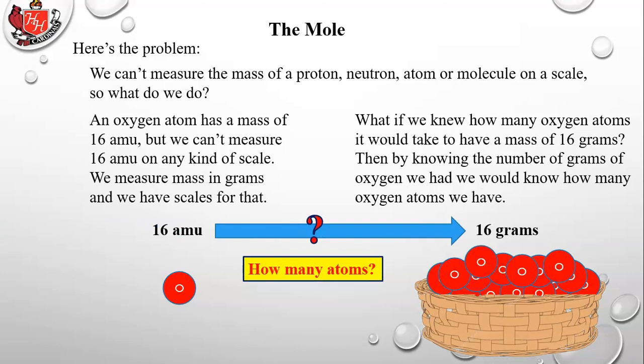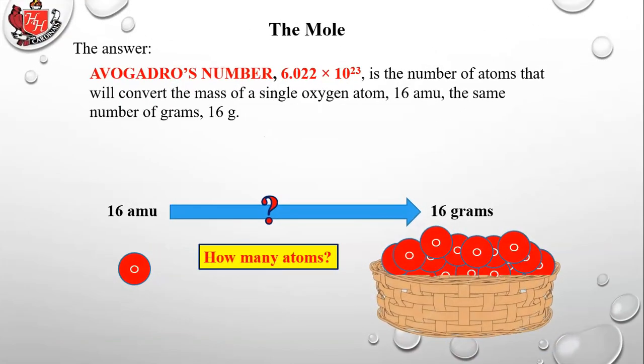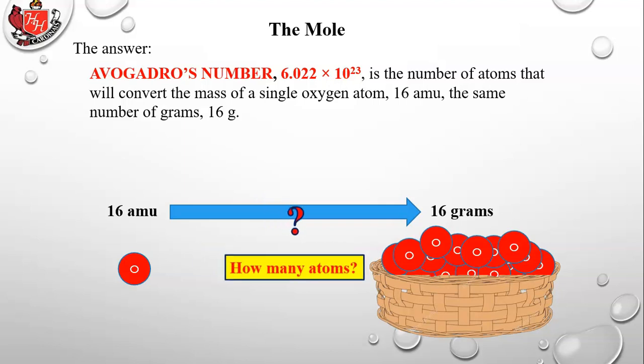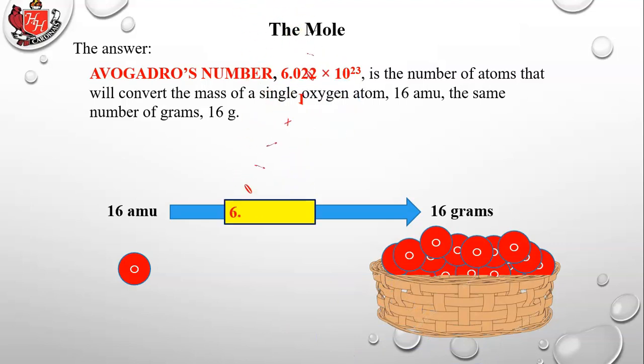So how many? What is that number that would get us from 16 AMU to the exact same number, 16, but measured in grams? So the answer, Avogadro's number, 6.022 times 10 to the 23rd, is the number of atoms that will convert the mass of a single oxygen atom, 16 AMU, to the same number of grams. So there goes the question mark, and there comes the number. So that number of oxygen atoms will get you to 16 grams.